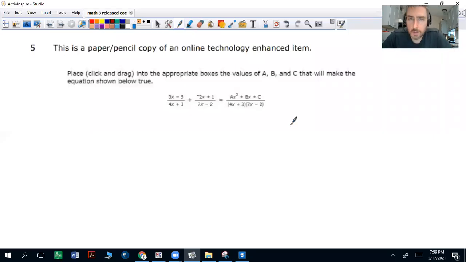Question 5. This would be a drag and drop on the EOC. Obviously, I'm going to just show you how to work this out by hand and get the solutions. It says place into the appropriate boxes the values of A, B, and C that will make the equation shown below true. Now, because we don't have answer choices, we cannot do that graphing method we did in number 4.